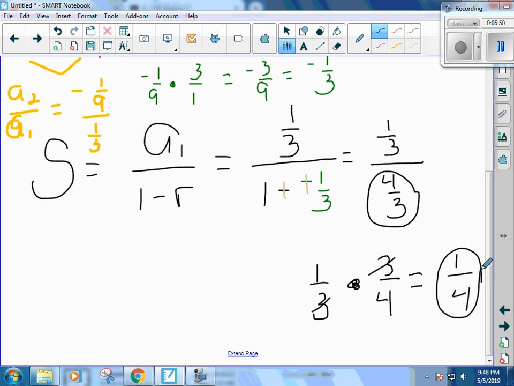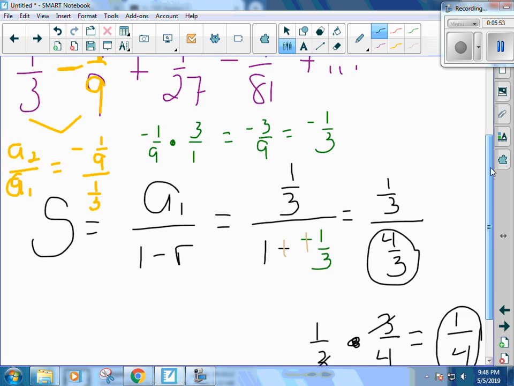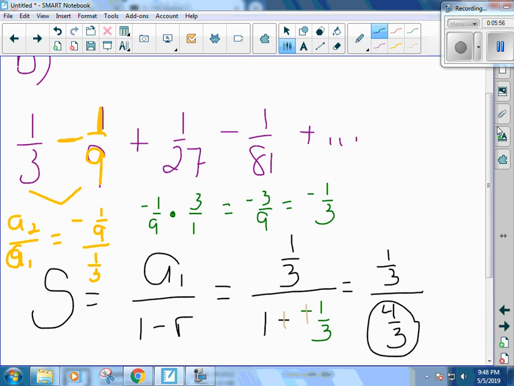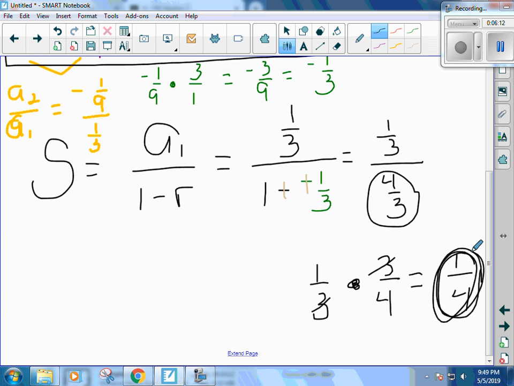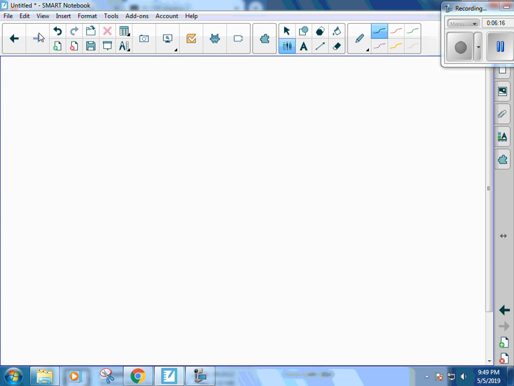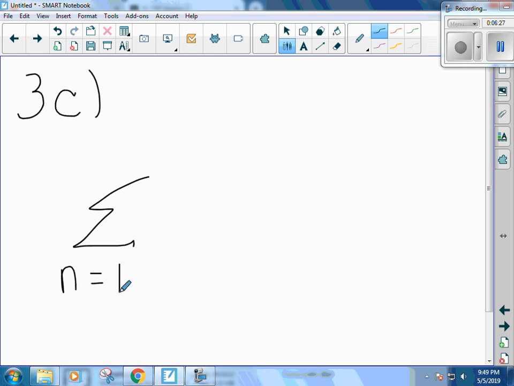And you are more than welcome to grab your calculator and test it out. Start adding and subtracting the series and see if you're getting closer and closer to 1/4. Okay. One more example to go. So again, the answer to this one was 1/4. Example 3C, I just want to do one that's in summation notation. So you guys can see what that looks like. Where n equals 1, and this time they're going to give you the infinity sign at the top.